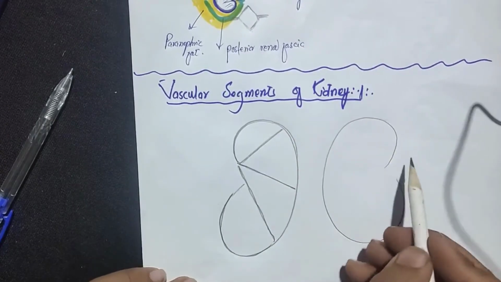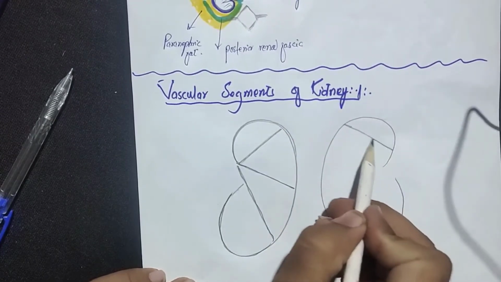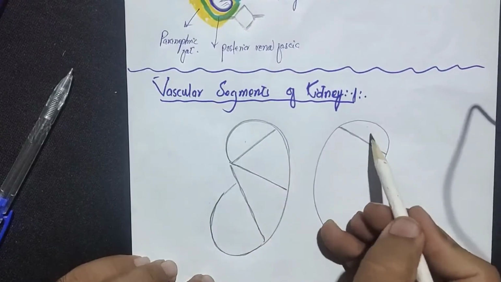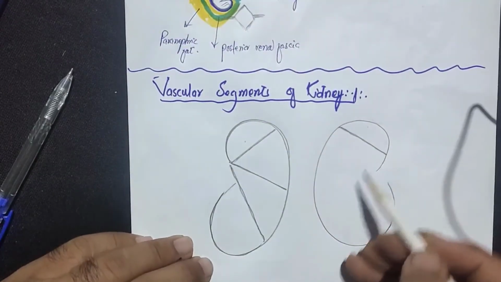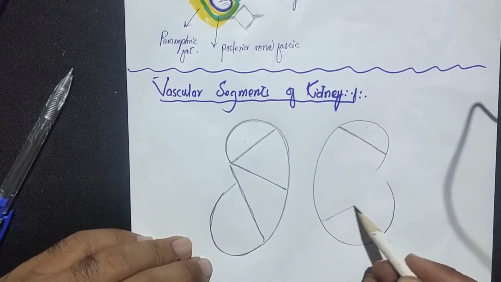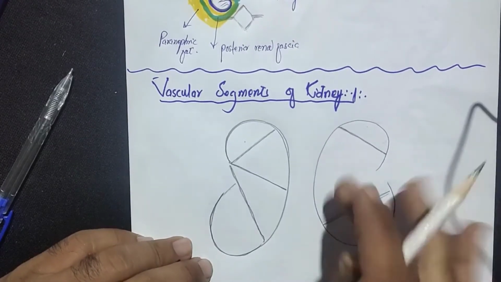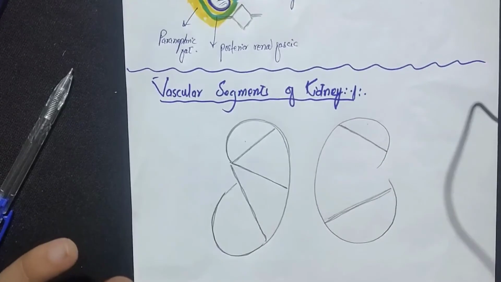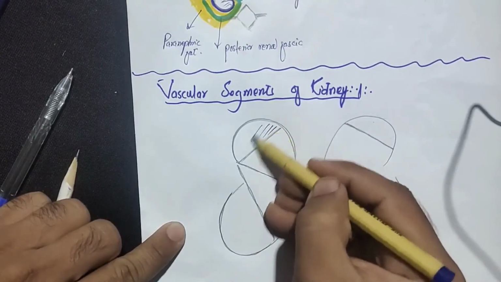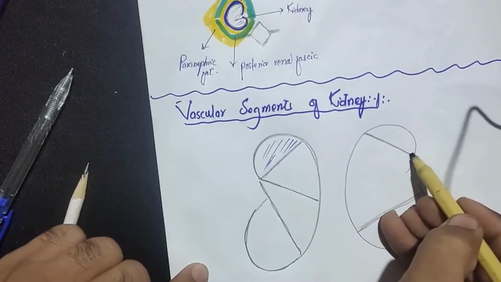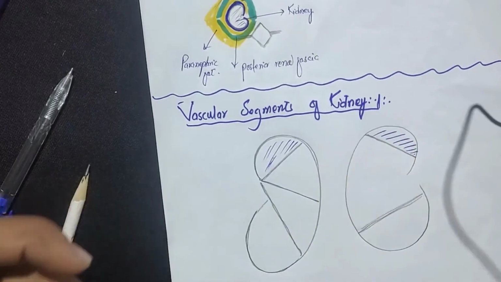So here we see only one segment, right? This segment appears on the posterior side also. So this is the apical segment, and then there is the posterior segment. Only one segment is there, the posterior segment, and this is the inferior segment, right? So look, okay, let me color it. This is the superior segment. Again on the posterior side, this is the superior segment.